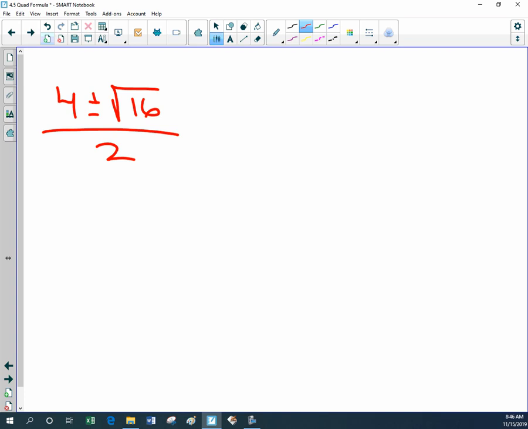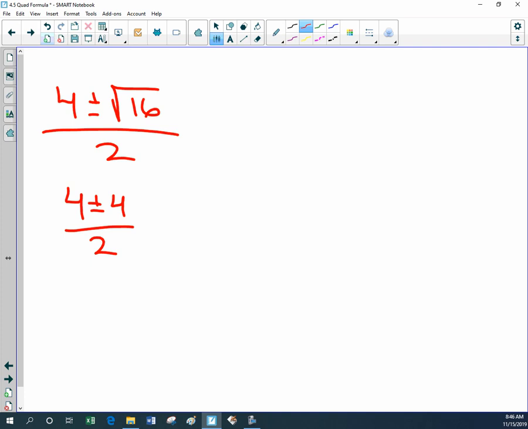Okay, so let's say we have this, and we've got to simplify it. So first of all, square root of 16 is a perfect square. This would be what? 4. So this is 4 plus or minus 4 divided by 2. Okay, so with this, on top, we can add and subtract these, right?